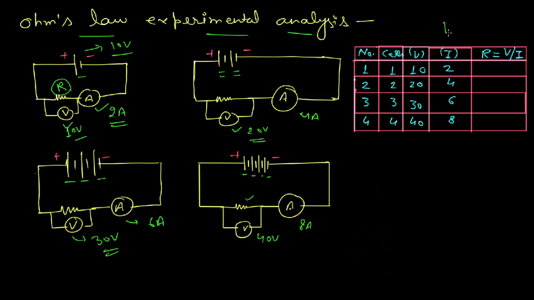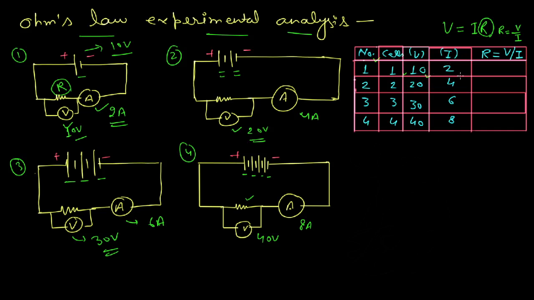Now we will apply Ohm's law here. What is Ohm's law? We know that V equals I R. From this formula we can calculate the value of R: R equals V upon I. So we have taken a table here, with the first case, the second case, the third case, and the fourth case.